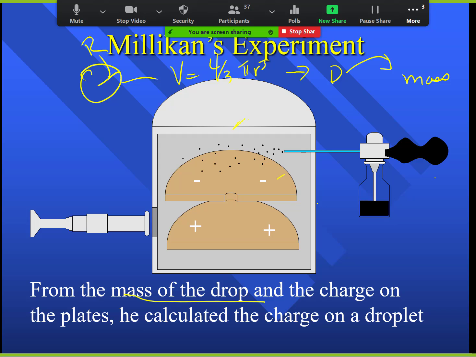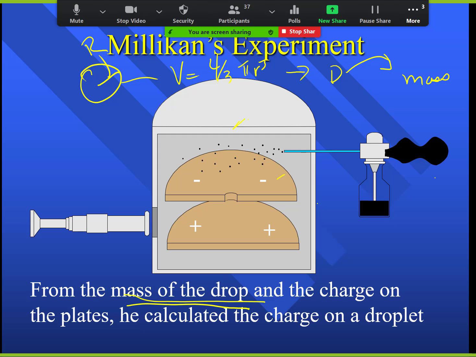You know how big it is, and you know how heavy it is for its size? You can figure out how heavy it is. If it's 2 grams for every milliliter, and you've got 40 milliliters worth of stuff, 2 grams for every milliliter times 40 milliliters gets me 80 grams worth of stuff. So that's how he calculated the mass of the drop.